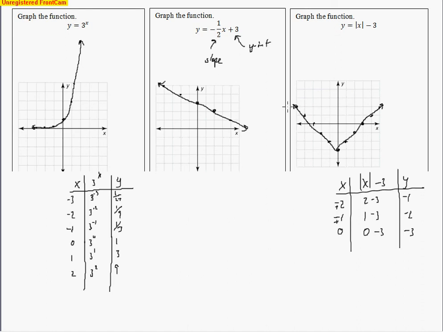Those are the types of problems you're going to end up seeing on this week's quiz. Good luck.